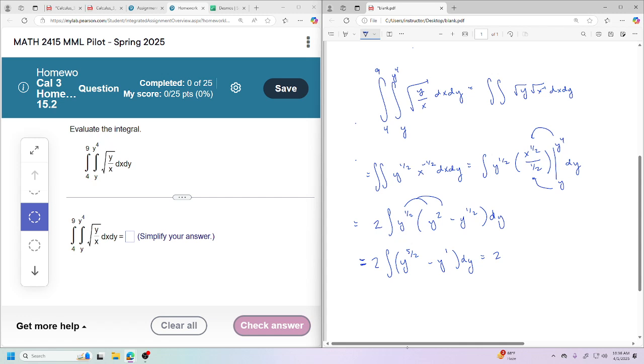So I add 1 to the power, divide by the new power. If I add 1, wouldn't that be a 7? So then 2 over 7, y to the 7/2. And then this is easy. From 4 to 9. The 2's combine there. And then the 2's cancel over here.